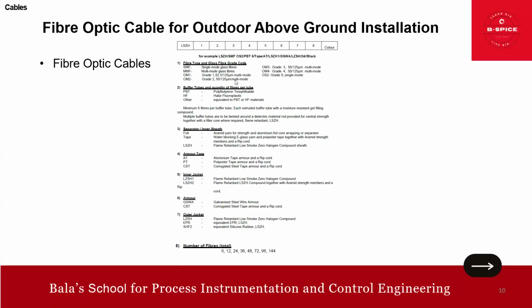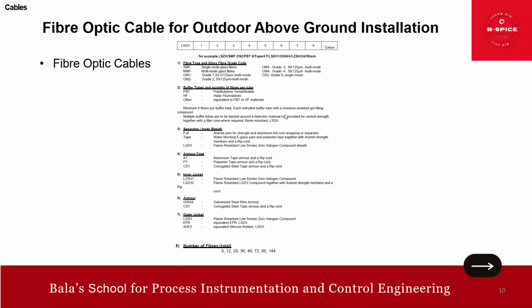There we talk about core, right? We talk about fiber. This is very important. Then we have a buffer tube and quantity of fiber per tube. The buffer tube is PBT, polybutylene terephthalate. Then we have HF, Halar fluoroplastic. Then we have other materials equivalent to PBT or HF. So minimum 6 fibers per buffer tube.